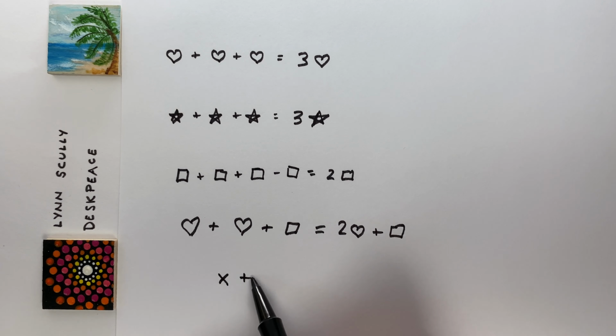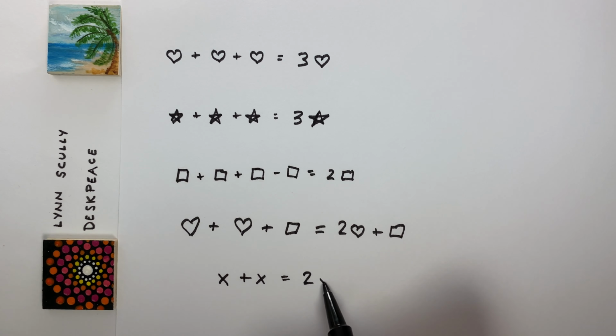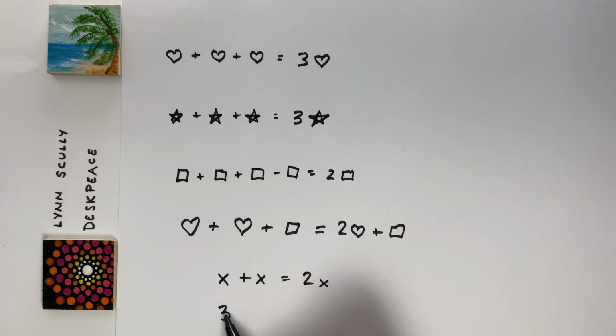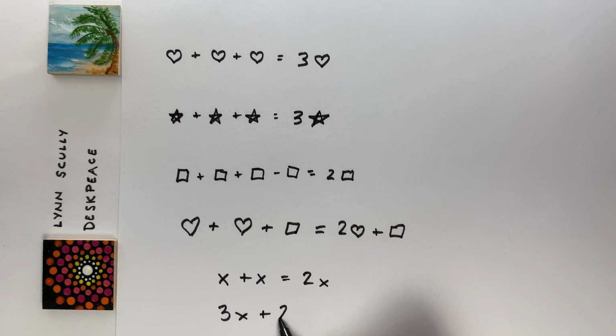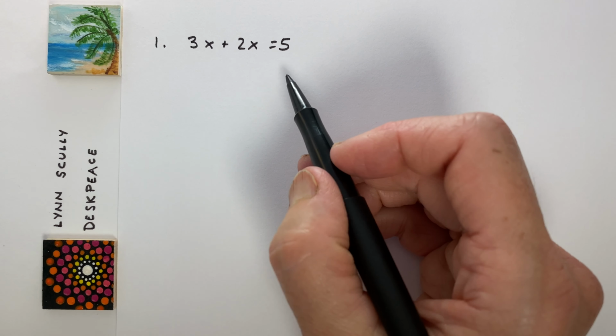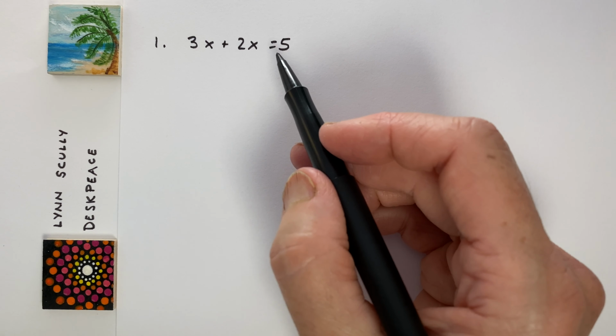So if I have x plus x, I have 2 x's. If I have 3x and 2 x's, I have altogether 3 plus 2 is 5 x's. Number 1, 3x plus 2x equals 5.